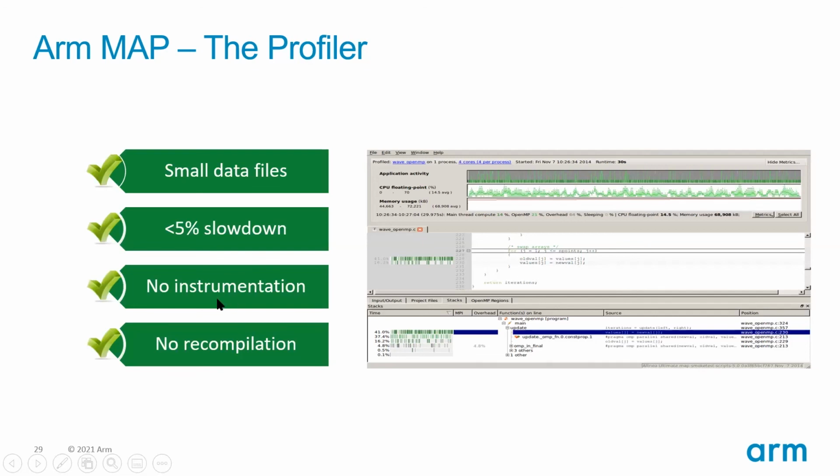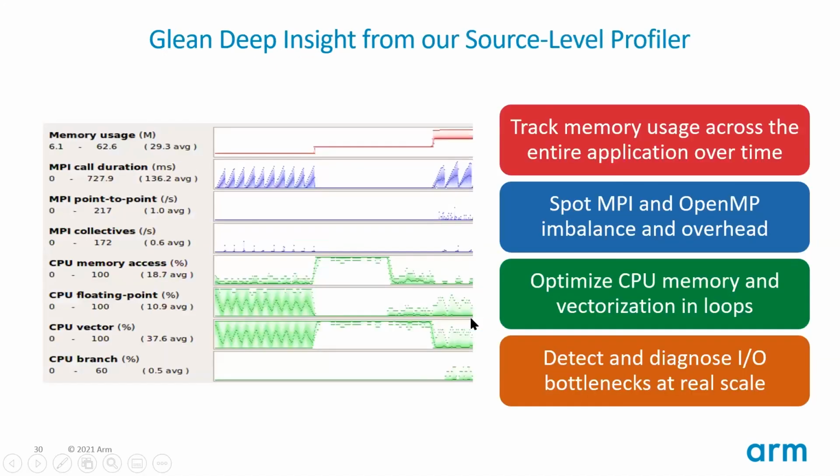We do recommend that you compile with -G just so that you can see the source line, but it's not necessary if you're only interested in the time spent in functions. At a glance, you can see how memory is being used. You can see the MPI communication patterns. If you have a sawtooth pattern, that typically means that one MPI rank is waiting for communication from another MPI rank before it can move on.